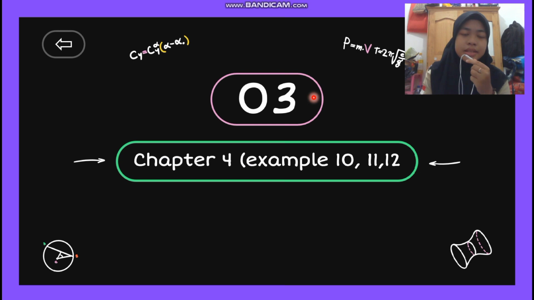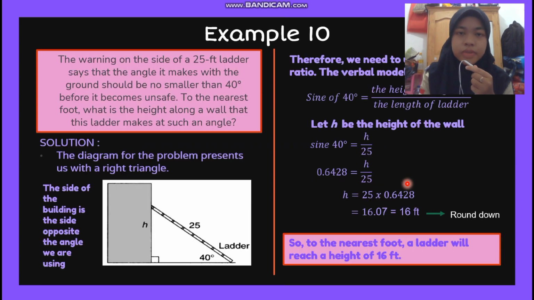Next I will explain chapter 4, examples 10, 11, and 12. First, I will explain example 10 and the question.